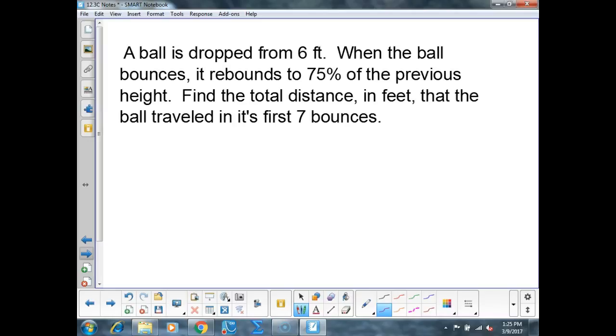What is going on with the actual ball? It's going both up and down. So it starts by going down how far? 6 feet. So it first starts by going down 6 feet. Then what happens? So how far does it go up? Back up 4.5 feet.